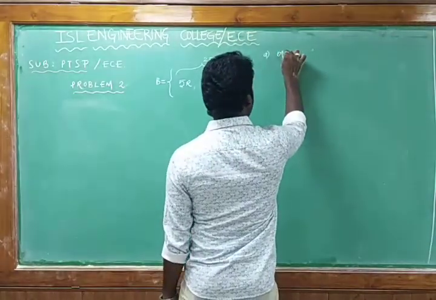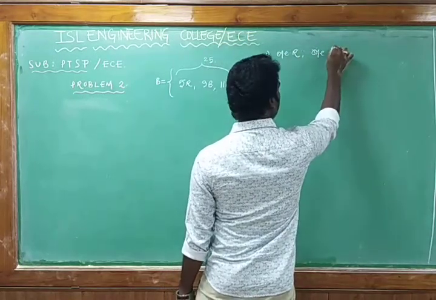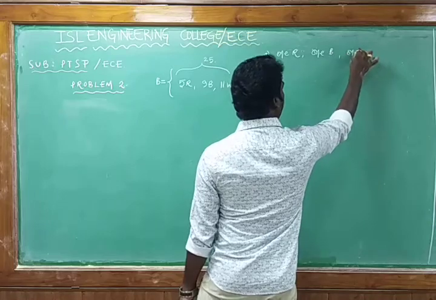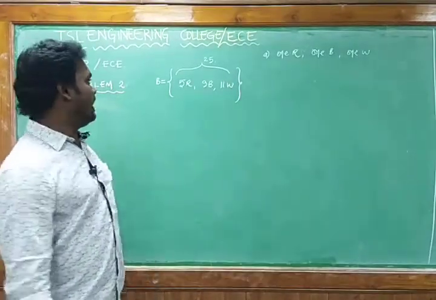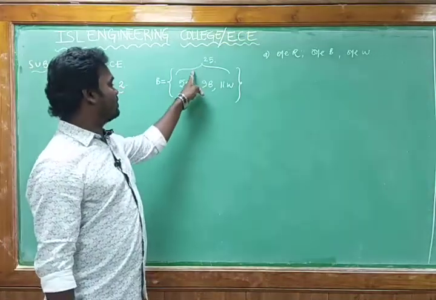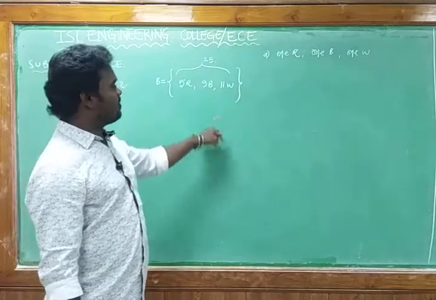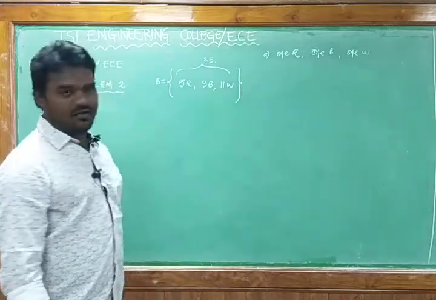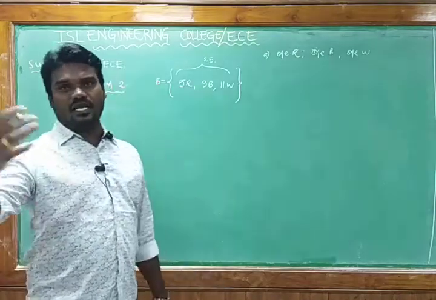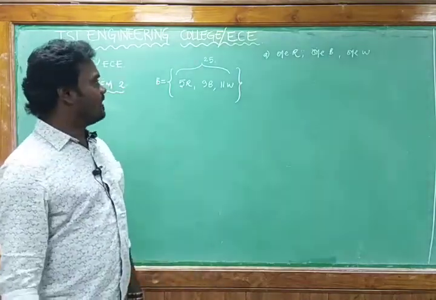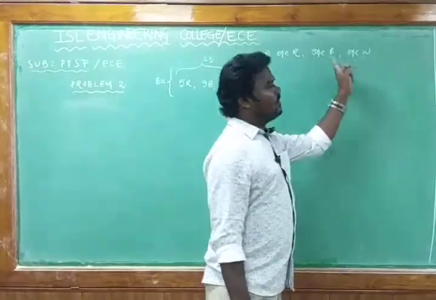What is the probability of getting 1 red, 1 blue and 1 white? The first question is that a bag is containing a total of 25 balls, in which 5 balls are red, 9 balls are blue and 11 balls are white. 3 balls are chosen. Then what is the probability of getting 1 red, 1 blue and 1 white?